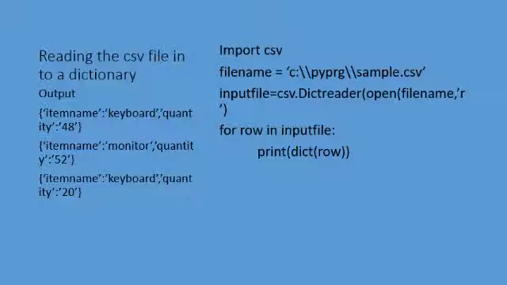How is the answer? Just remember the Excel columns. Item name keyboard, quantity is 48. Next item name monitor, quantity 52. Item name keyboard, monitor, quantity 20. Like this. So here you can give any number of rows. So now this is how to read the CSV file into the dictionary. A simple thing: instead of csv.reader, you are changing to csv.DictReader. That's all.